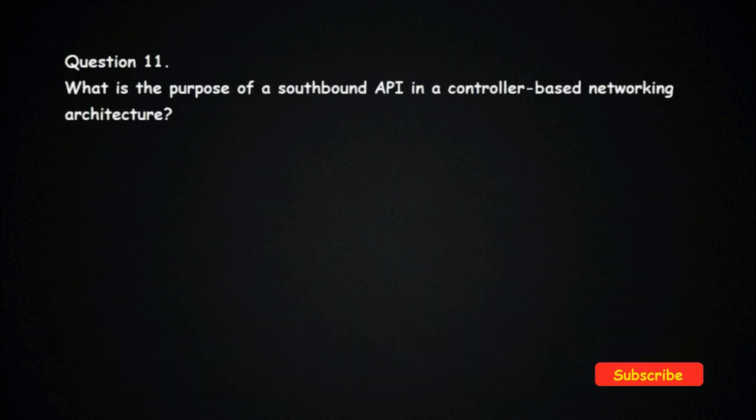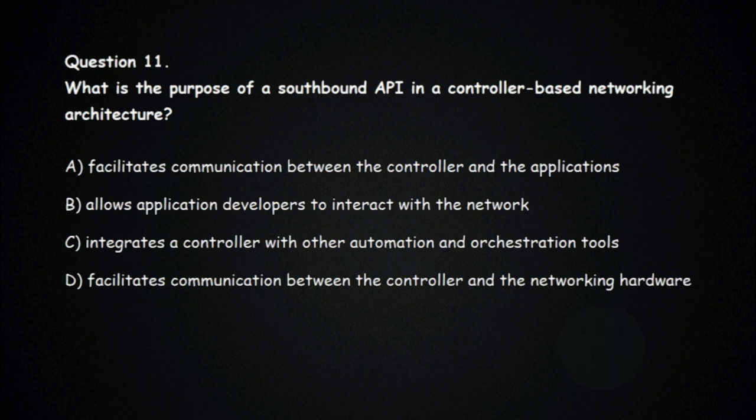Question 11. What is the purpose of a southbound API in a controller-based networking architecture? Options. Answer is D. Facilitates communication between the controller and the networking hardware.